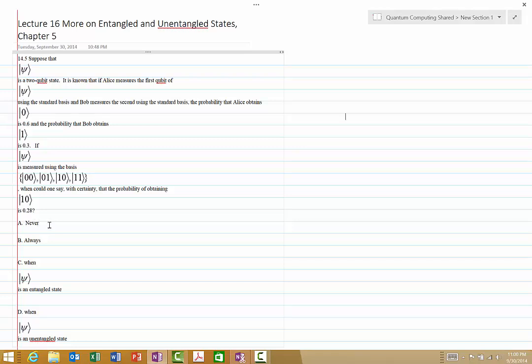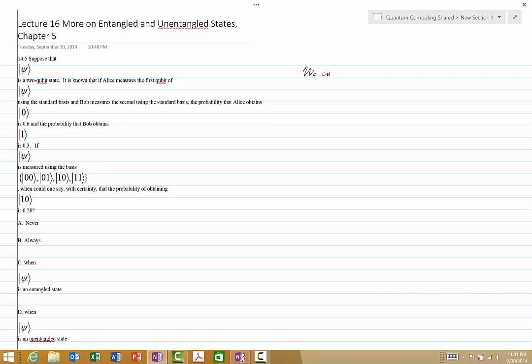And the possible choices were A, never, B, always, C, when C is an entangled state, and D, when C is an unentangled state. And this question seemed to cause a little bit more hesitation than usual, so I thought it would be worthwhile for us to look at this whole question in a little more detail. So I'll first say the following.